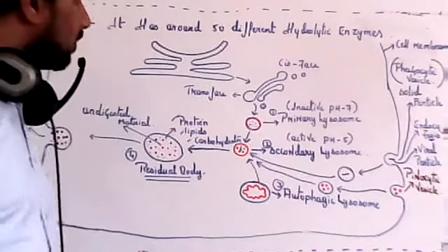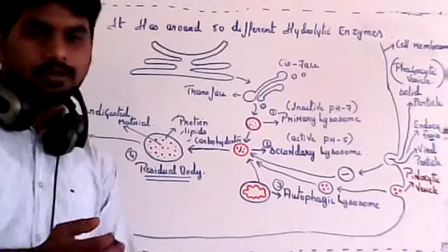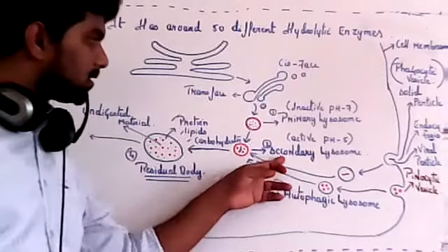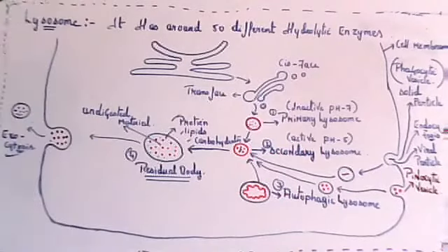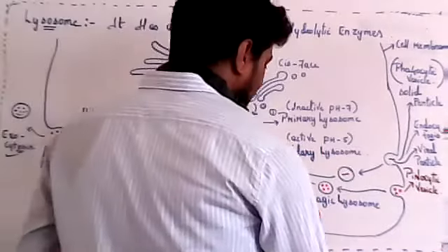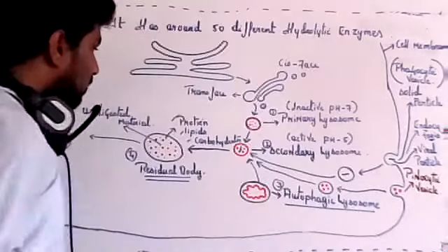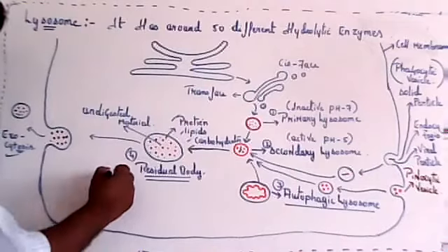Fine. So we have four different types of lysosome. One is primary lysosome, second is secondary lysosome, third is autophagic lysosome, and the fourth is residual body.